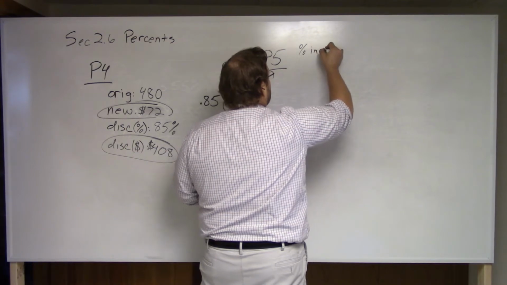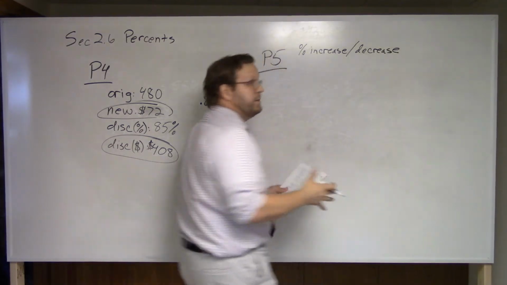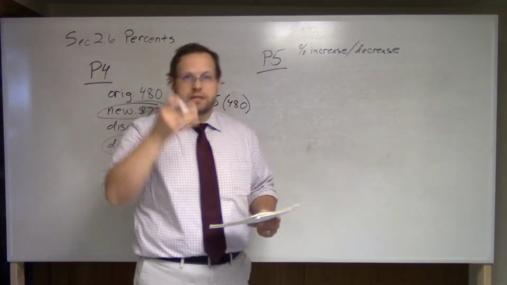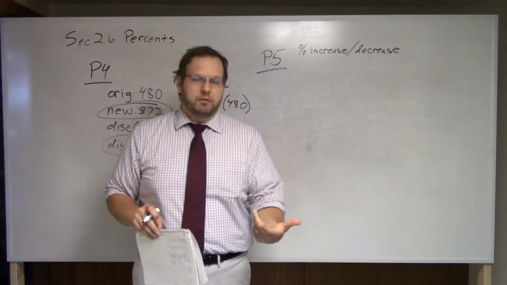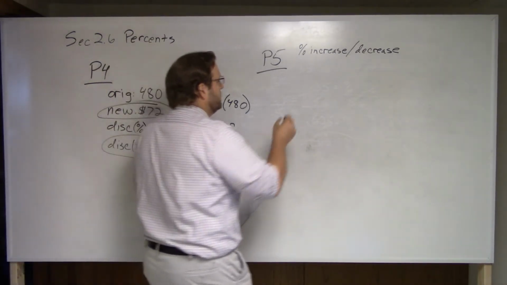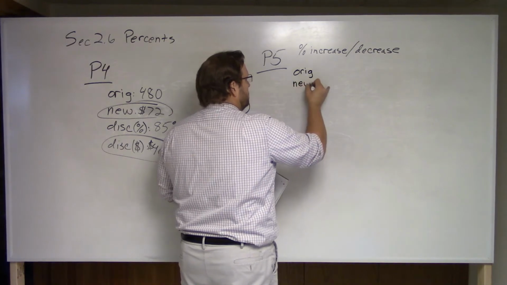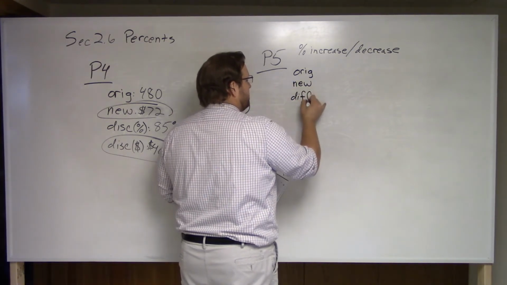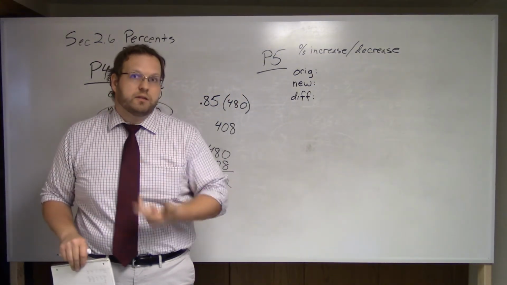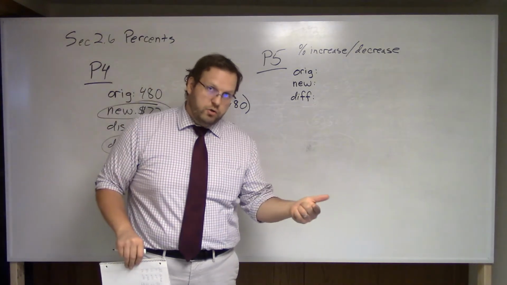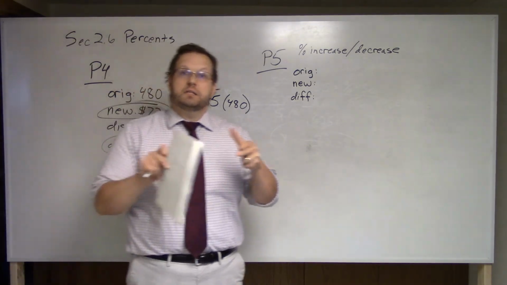Percent increase, decrease. Okay, and the problem will say which one it is. They'll use that wording percent increase or percent decrease. Now, whenever you have that type of a problem, these are the things you're looking for. You're looking for an original, a new, and a difference. Those are the 3 main components that you're trying to identify within the problem. The original, the new, and then how did it change, okay? Because that change is really what the percentage is measuring, okay?